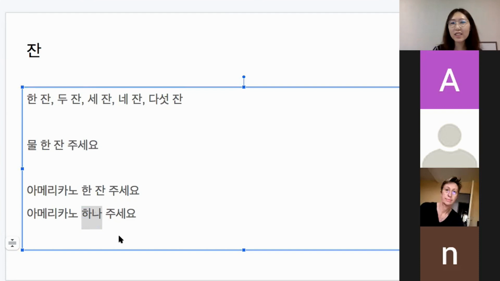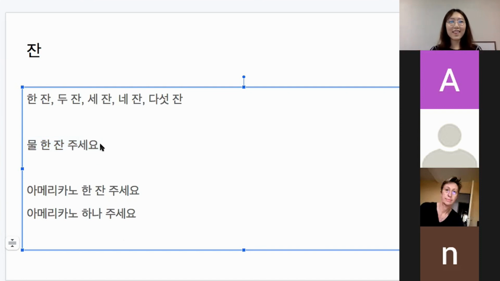But we don't say 물 하나 주세요, because 물 is mostly served with a cup, right? So we have to use 물 한 잔. 물 한 잔 주세요. Please give me some water. A glass of water. 물 한 잔 주세요. Sam, what about if we ask for a water bottle, not the cup?